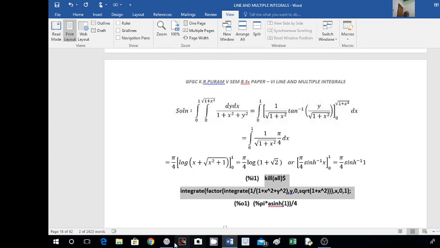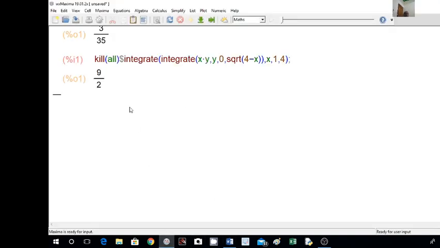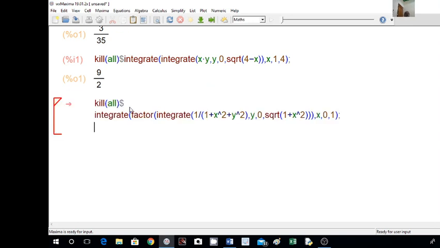Copy, go to Maxima, paste here. Okay, integrate. Here I have written factor. Control V, Control Shift Enter. Okay, pi by 4 sin h inverse of 1.